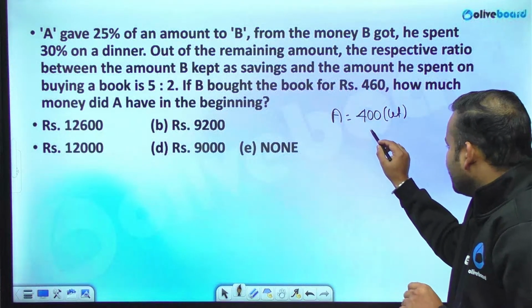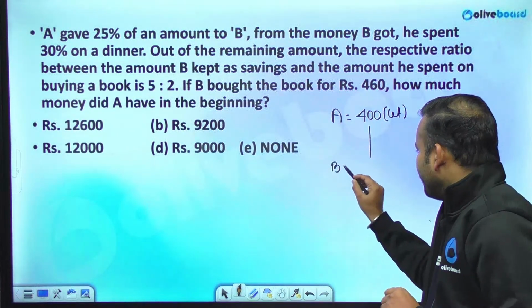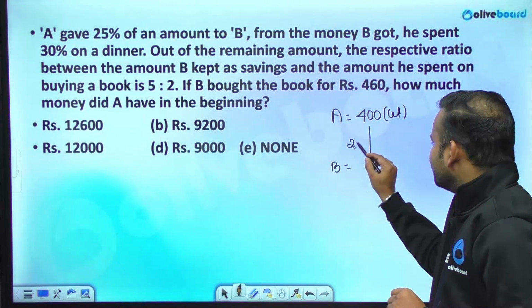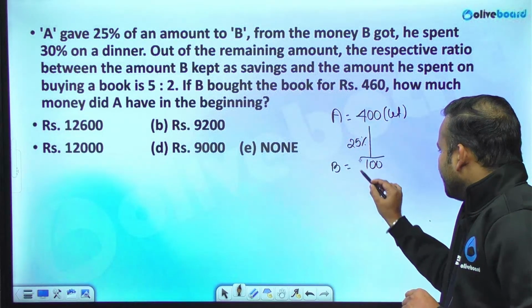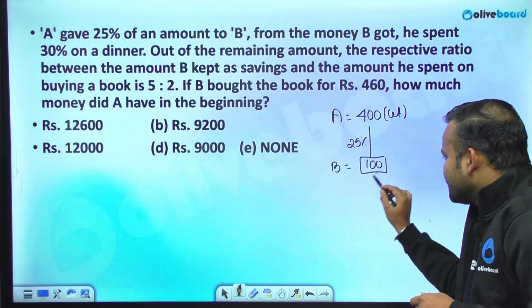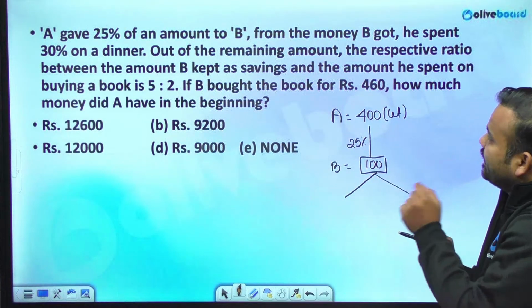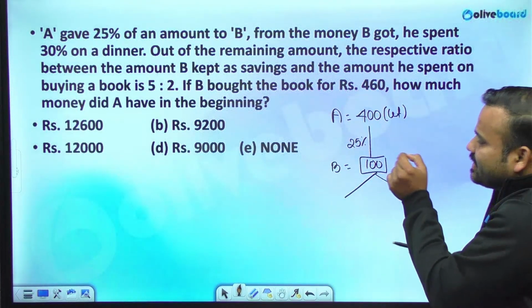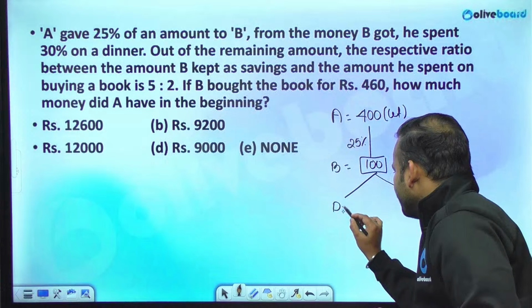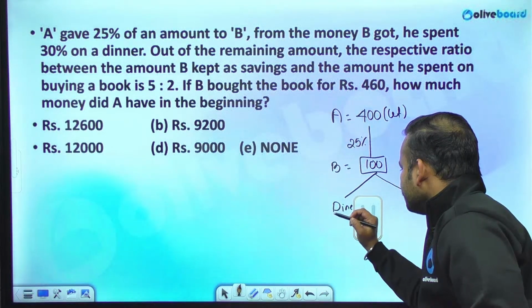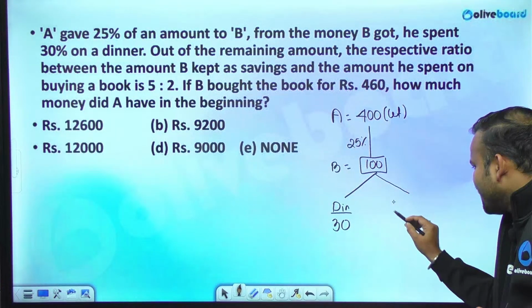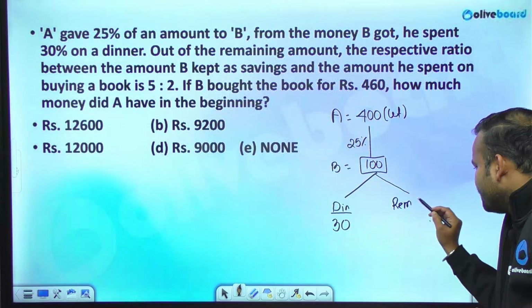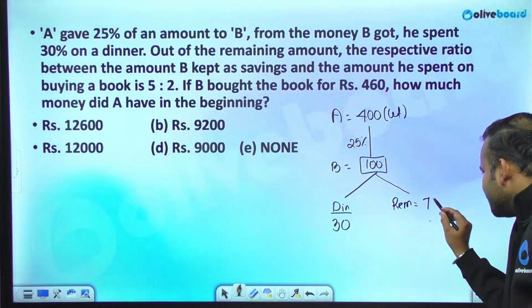So what is the amount given to B? The amount given to B is 25%, which represents 1 by 4. So 1 by 4 of 400 will be 100. Let's say B is having 100 rupees. Out of this 100 rupees, B is spending 30% on dinner. So the amount spent on dinner is 30 rupees. The amount left with him is 70 rupees.